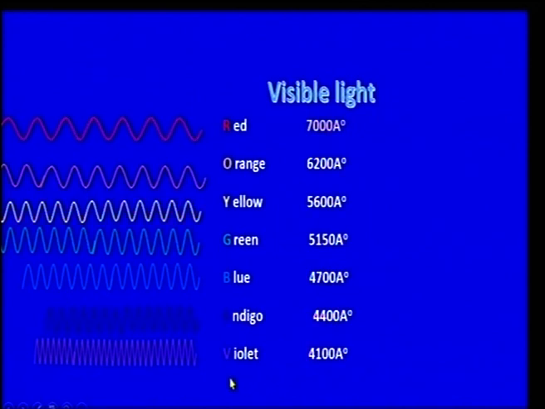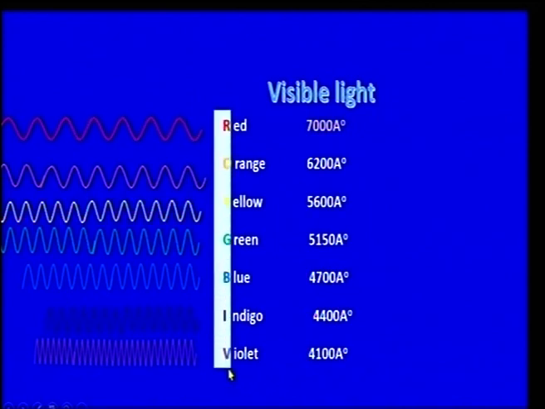If you take the first letter from all these color names, read from bottom to top, that is VIBGYOR. So this is known as the VIBGYOR spectrum of visible light.